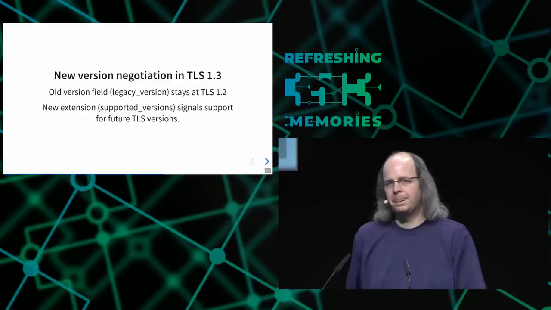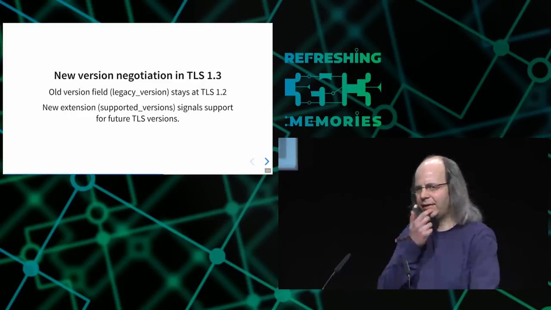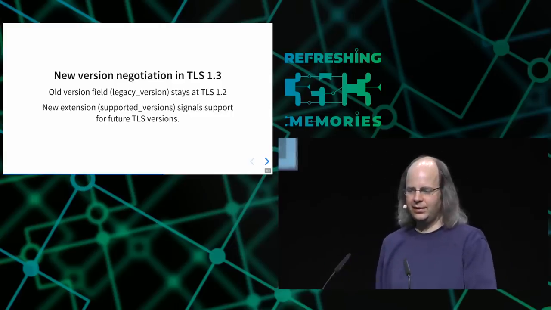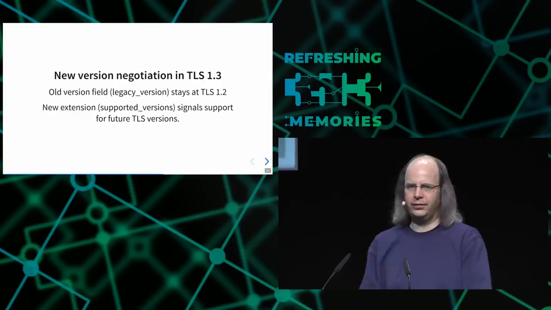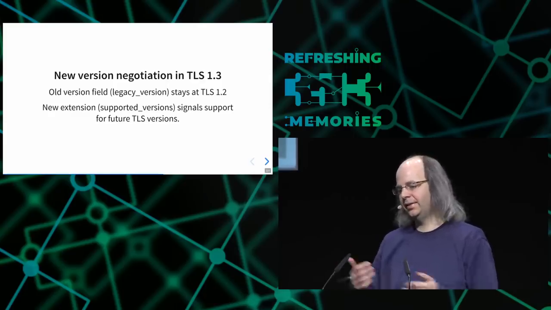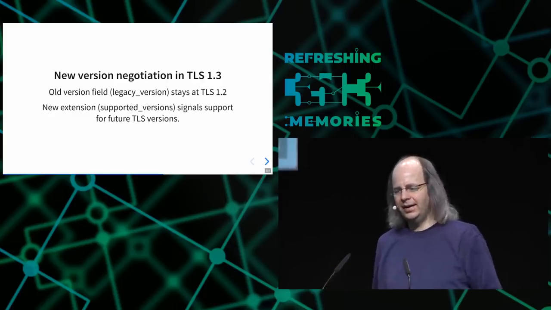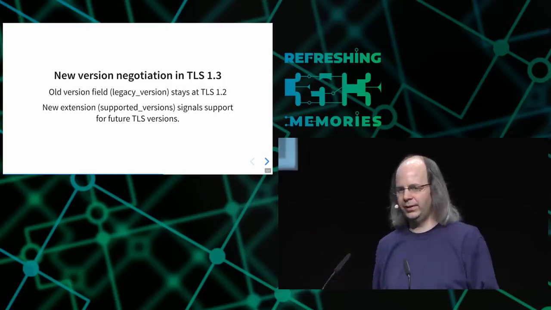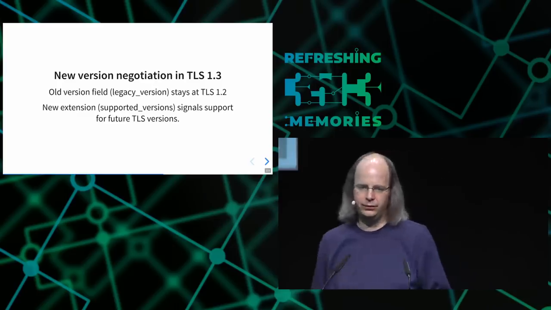So the TLS working group realized that and redesigned the handshake. And it was redesigned in a way that the old version field still said that we're connecting with TLS 1.2. And then we introduce an extension, supported versions, which signals the support for all the TLS versions we can speak, and which signals support for TLS 1.3 and possibly for future versions.